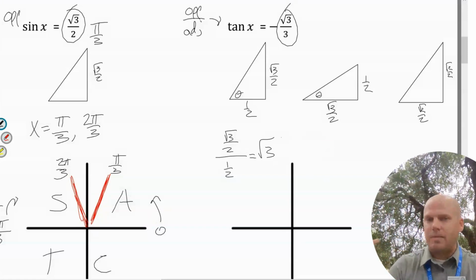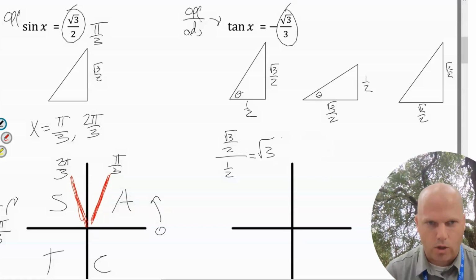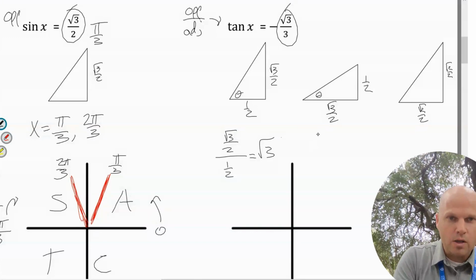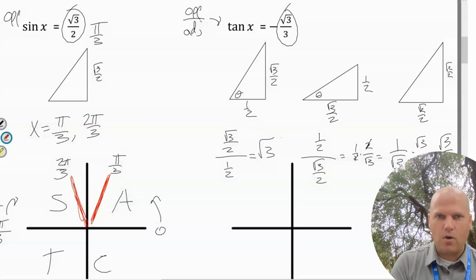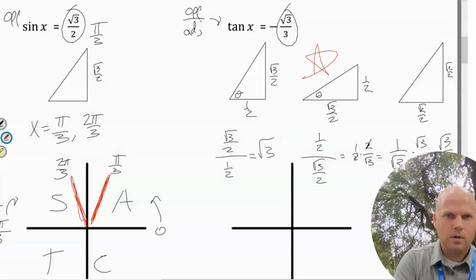So maybe you could just keep that in your brain. That way you don't have to do all the work all the time. This one, the O over A, simplifies to be 1 over root 3 after the 2's cancel, but the root 3 stays in the denominator. And this can be rationalized to be root 3 over 3. So after doing that work, we know that this is our winner.